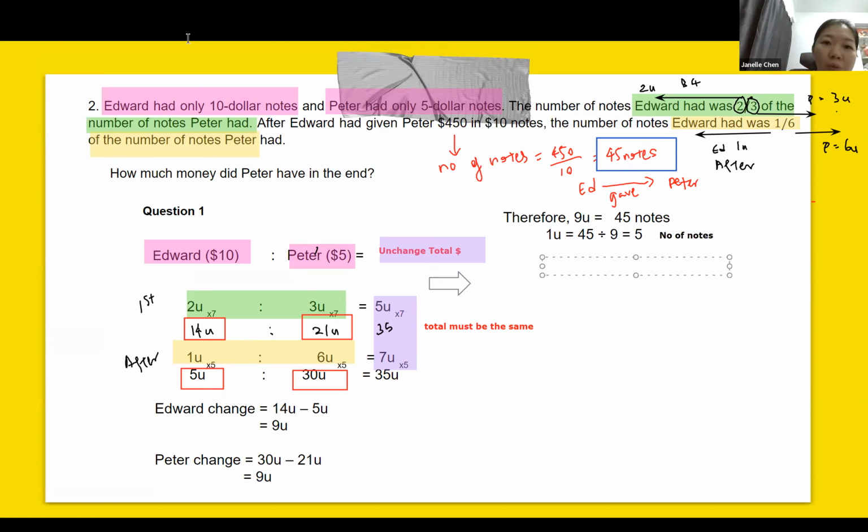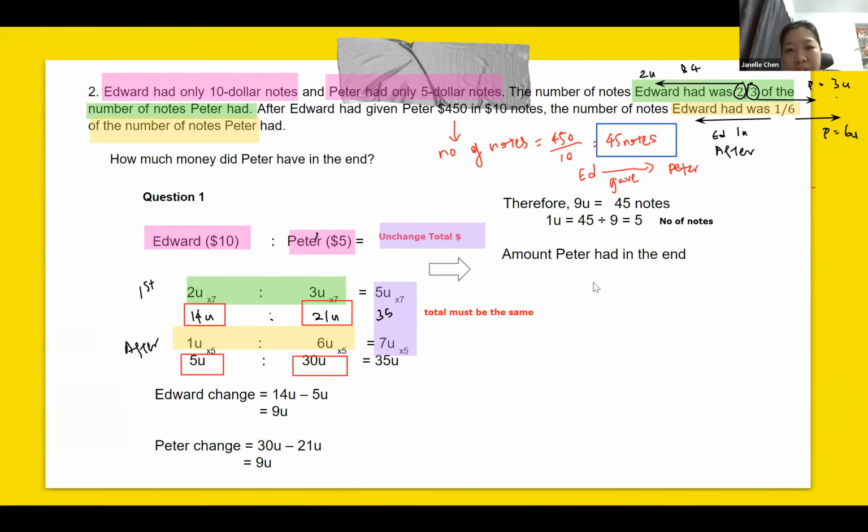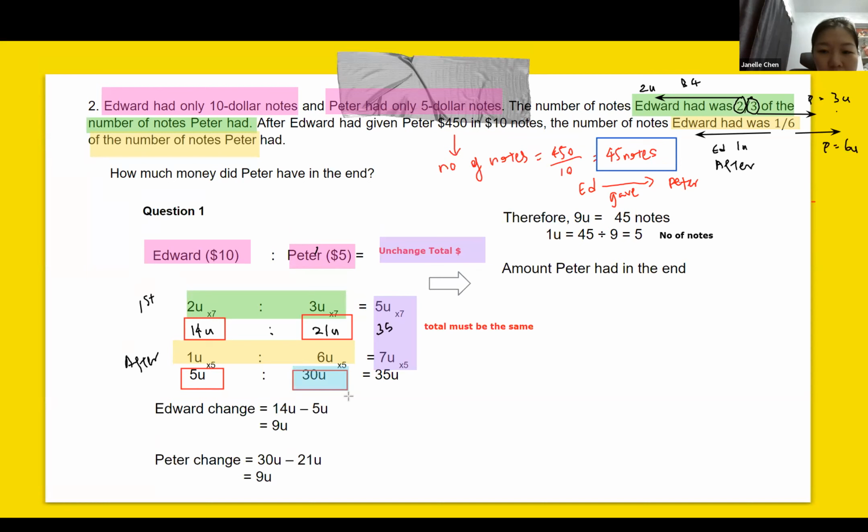Then after that, we move down to the amount of money Peter had in the end. So we go back to Peter in the end. Peter in the end will be this one, so 30 units, right?